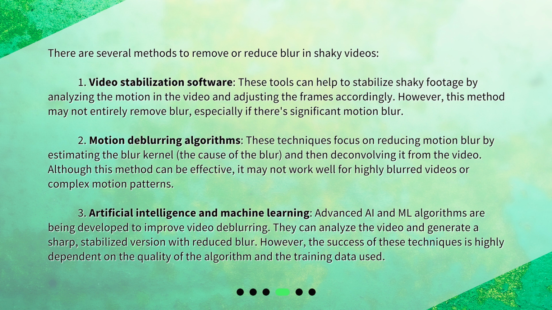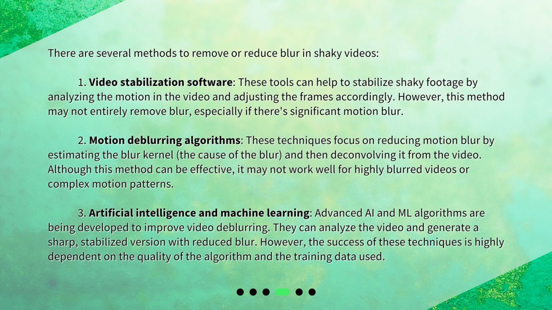2. Motion deblurring algorithms. These techniques focus on reducing motion blur by estimating the blur kernel, the cause of the blur, and then deconvolving it from the video. Although this method can be effective, it may not work well for highly blurred videos or complex motion patterns.